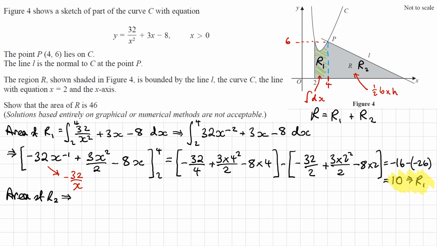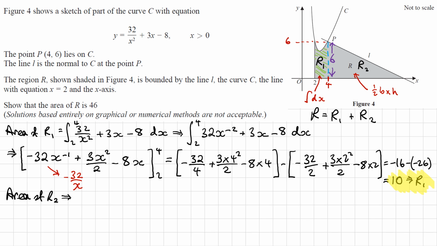Now to find the area of R2, it's just a triangle. I'm just going to do half base times height. Now I know the height of this triangle here, that is just 6, the y coordinate, but what I don't know is this coordinate here where L2 intersects the x-axis, and without knowing that coordinate I can't work out the length of the base. So what I need to do before I can find the area of the triangle is to work out where this line L intersects the x-axis.